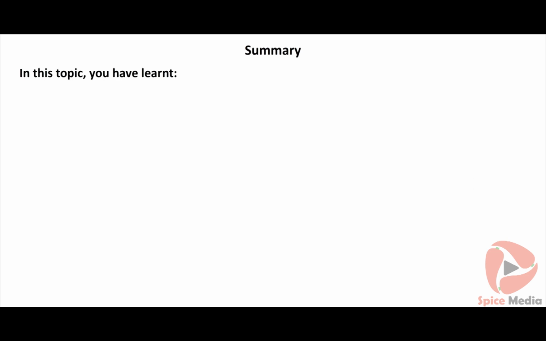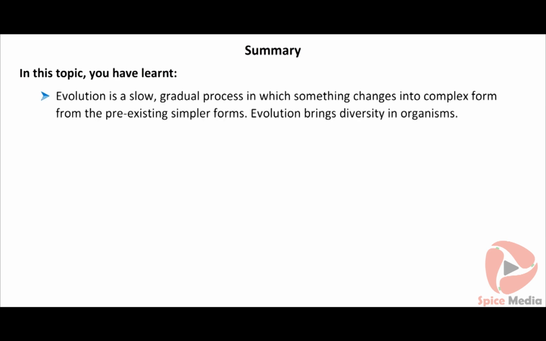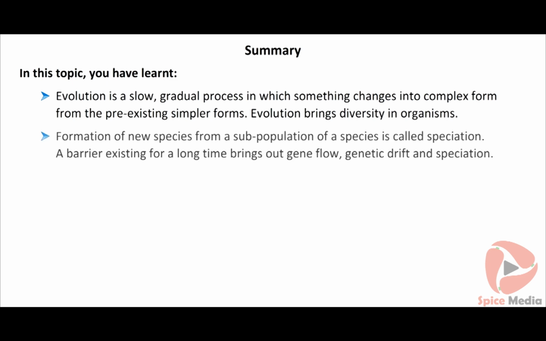In this topic, you have learnt evolution is a slow, gradual process in which something changes into a complex form from pre-existing simpler forms. Evolution brings diversity in organisms. Formation of new species from a subpopulation of a species is called speciation. A barrier existing for a long time brings out gene flow, genetic drift, and speciation.